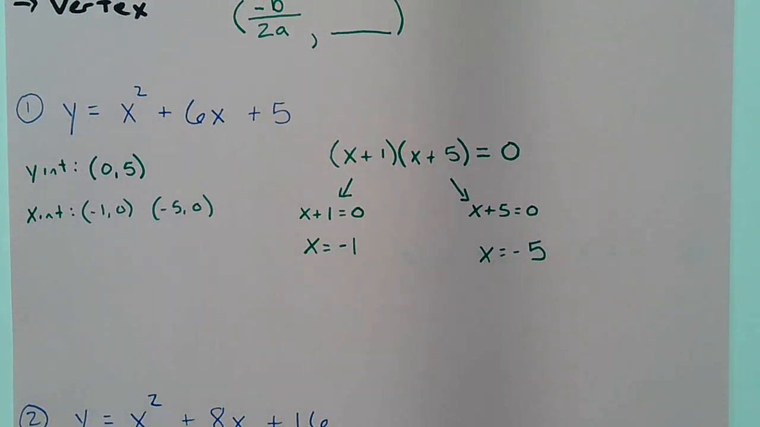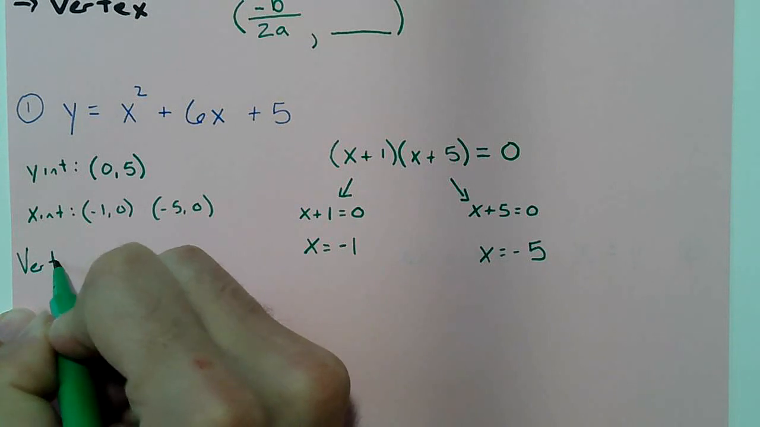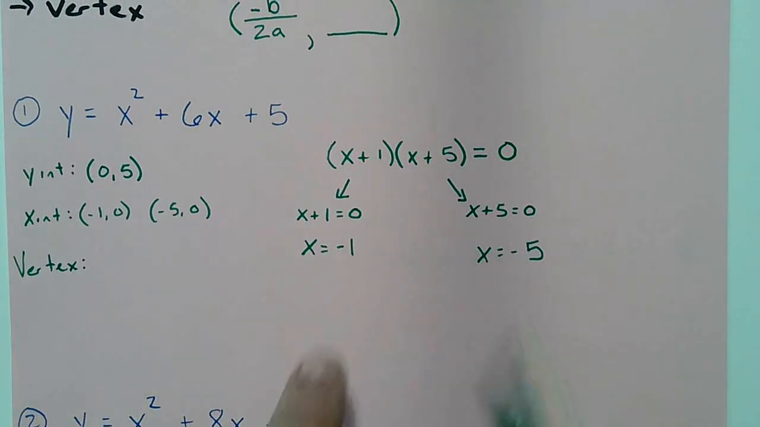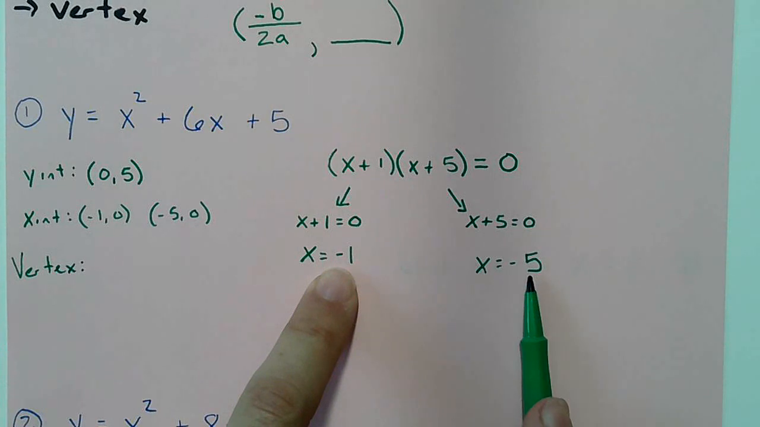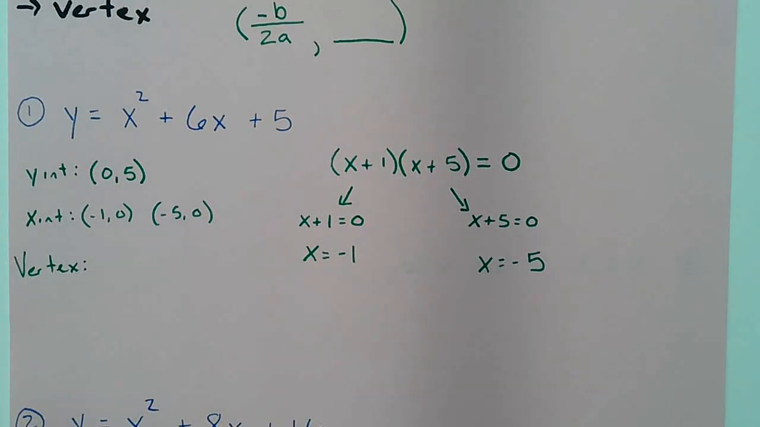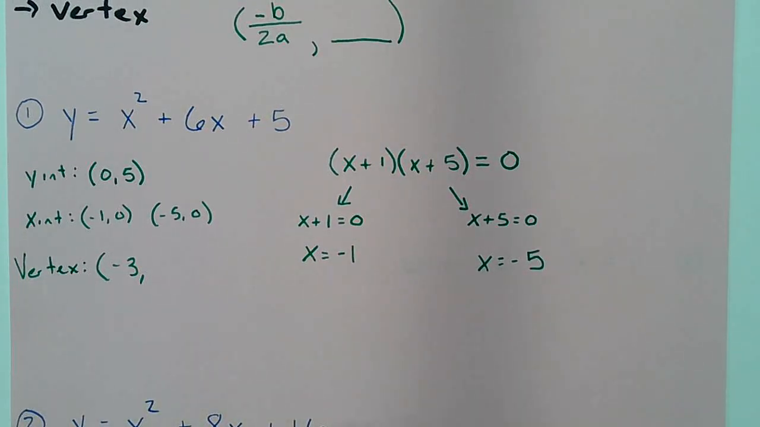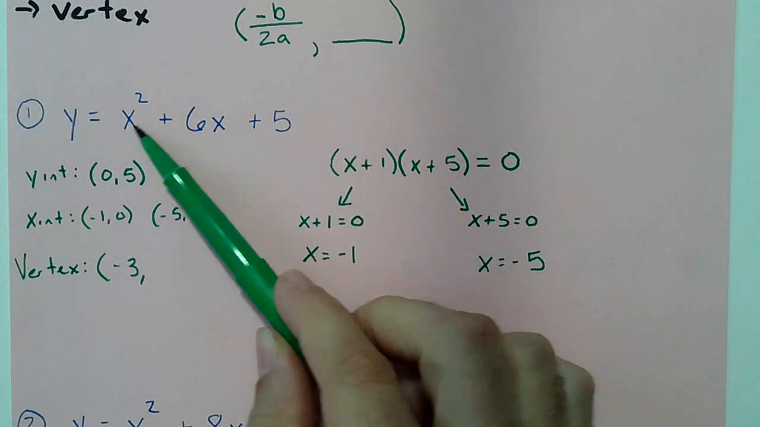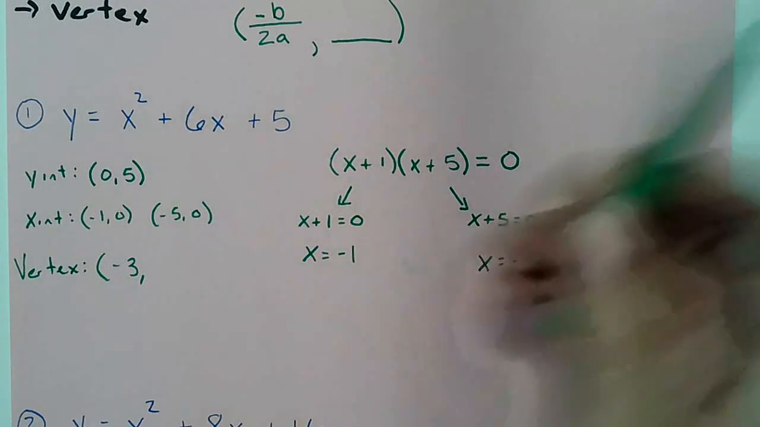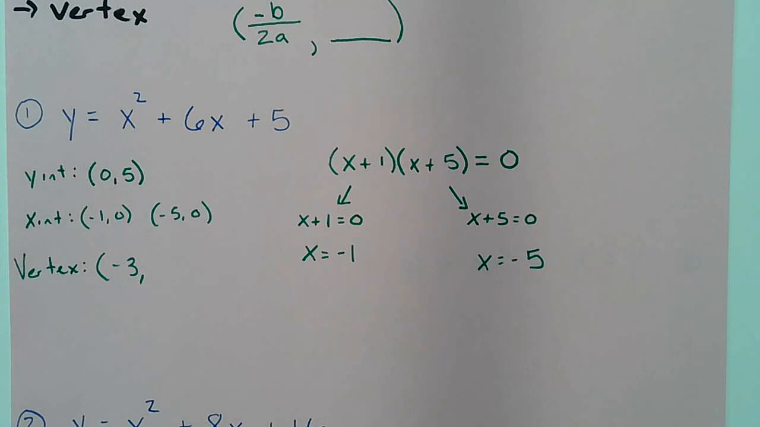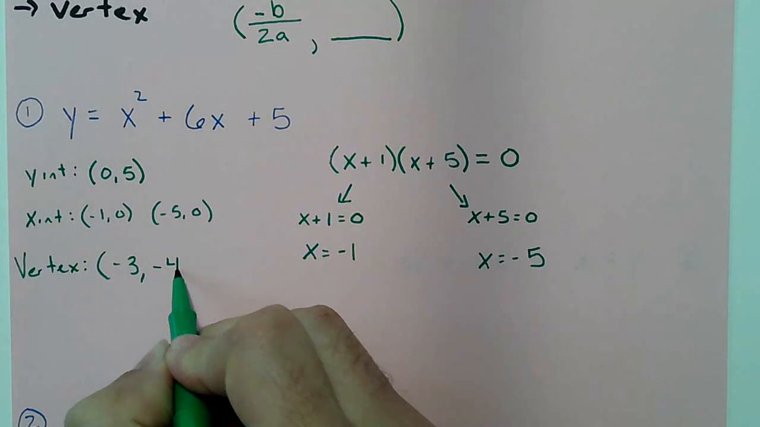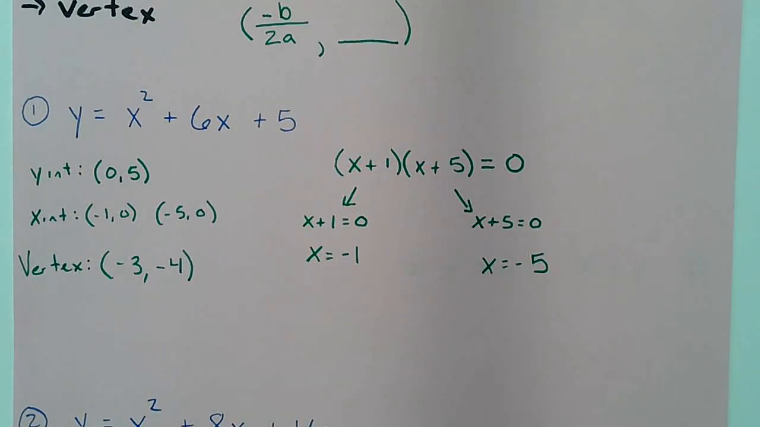Now for our vertex, we have to find the middle of -1 and -5. Turns out that's -3. So we know the vertex is going to have an x value of -3. And then what we're going to do is we're going to take -3 and we're going to replace it in for x in our quadratic. So -3 squared is 9. 9 plus 6 times -3 is going to be -18. And then we're going to add 5. So that gives us a -4 as our vertex y value.